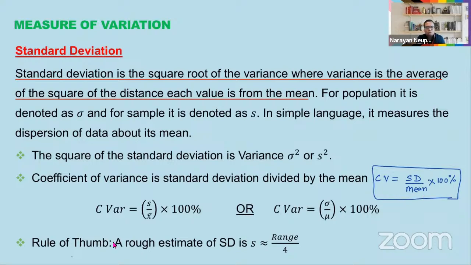One rule of thumb to estimate the standard deviation is 1/4 of the range, or range divided by 4. But remember, this is not always true. That's why it is just an estimation.